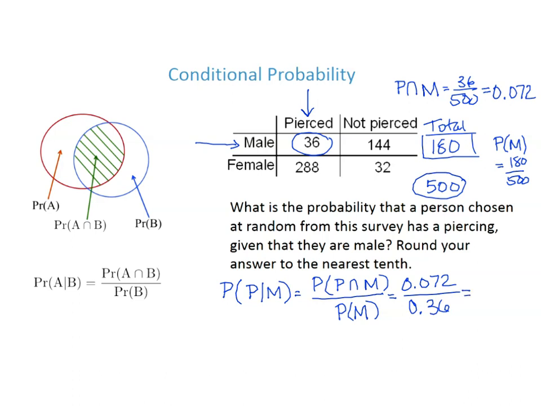And now I'm going to divide. 0.072 divided by 0.36 is 0.2. And if I needed to convert that to a percent, it would be 20%. So the probability that the person chosen has a piercing given that they're male would be 20%.